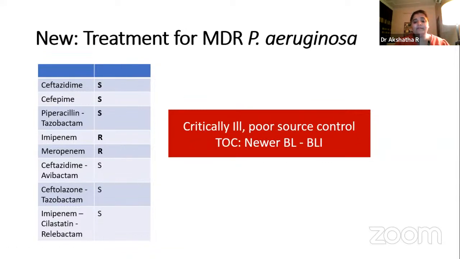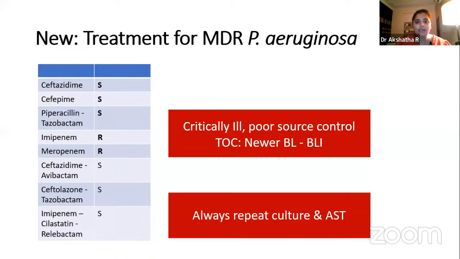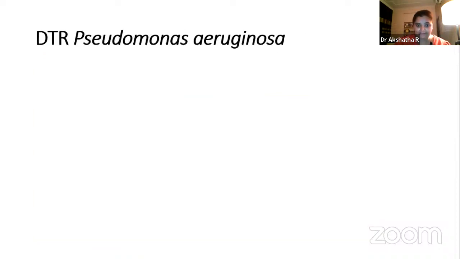One more thing they've added is, if the patient is critically ill and it is this porin mediated resistance and there is poor source control, the treatment of choice is your newer BLBLI. And always in Pseudomonas aeruginosa, or ideally all of your CREs, but especially in Pseudomonas aeruginosa, you will have to keep repeating the cultures as well as the AST. On treatment, the isolate can become resistant.